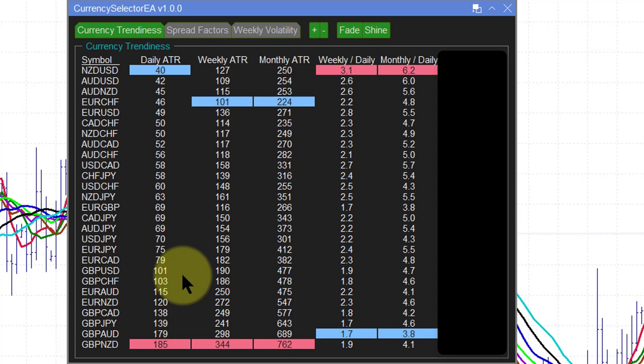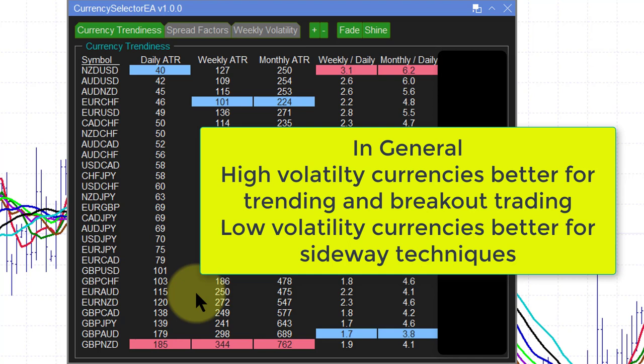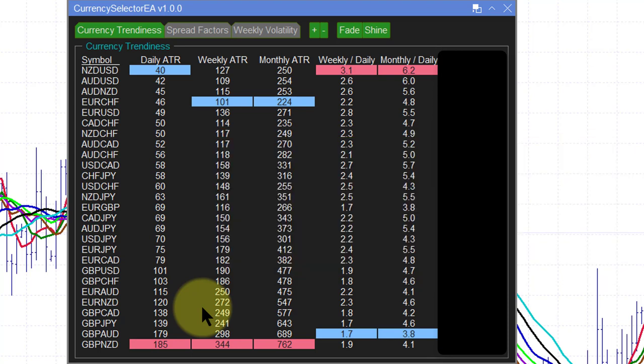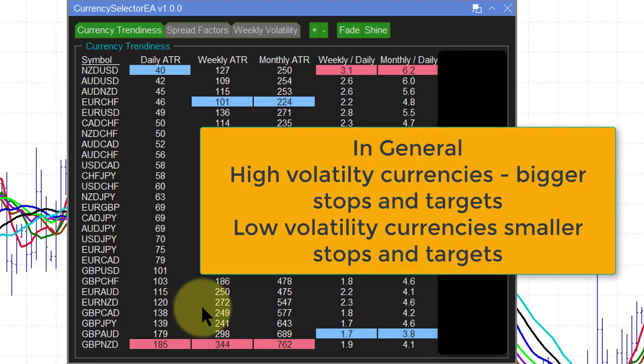Now, just to remind you, why is this important? Because if you want to trade a sideways type of technique or robot, then you would go for currencies with low volatility, as they are more inclined to trade sideways. If you are looking at breakout techniques or trending techniques, you would go for higher volatility currencies because their movement is much more severe.